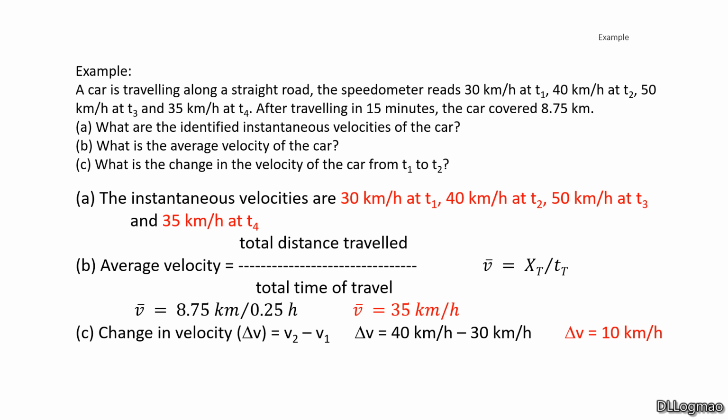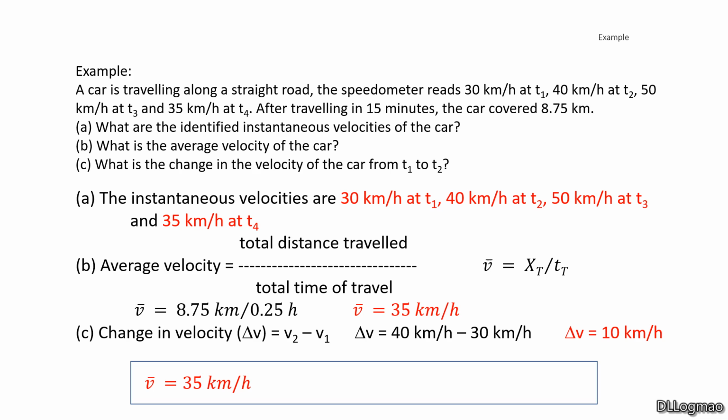Now, what is meant by the average speed of 35 kilometers per hour? This speed means that the car covers 35 kilometers in every hour.